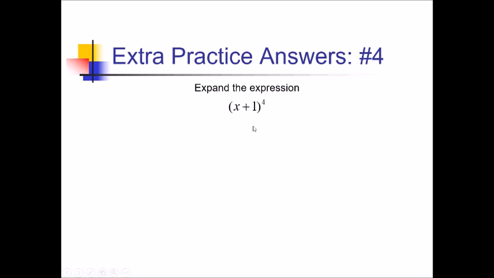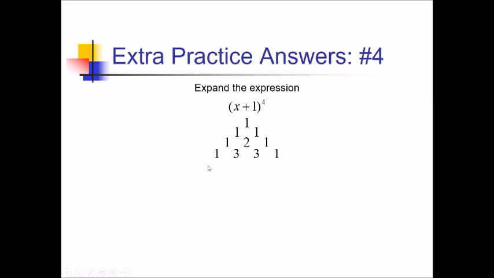For this problem, we're trying to expand this binomial, x plus 1, to the 4th power. We're going to use Pascal's triangle down to level 4 to get a shortcut formula for doing this. So here's level 0, level 1. At level 2, we've got 1, 2, and 1. At level 3, we have 1, 3, 3, and 1. And now we're at level 4.